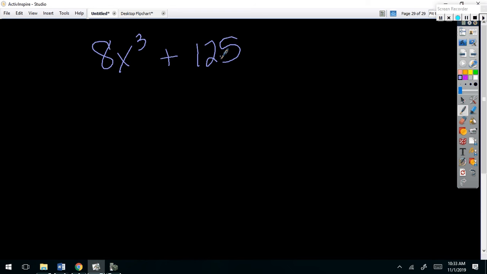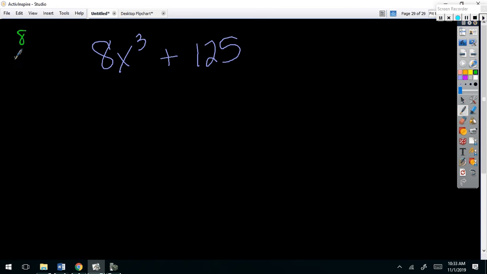Perfect cubes, yay or nay? Yes. What times itself 3 times to give you 8x cubed? 2x. What multiplies by itself 3 times to give you 125? 5, okay? If you're not familiar with your cubes, you might want to write a list of cubes off to the side of your paper.